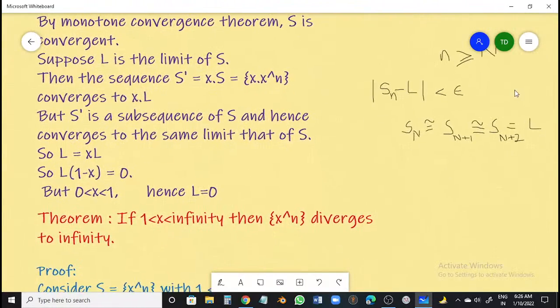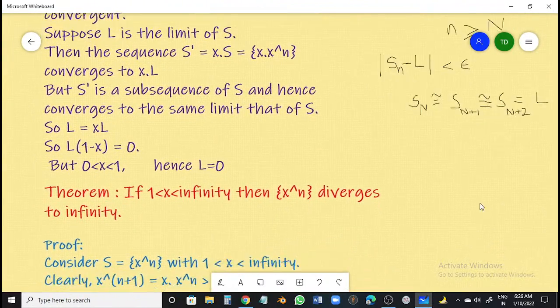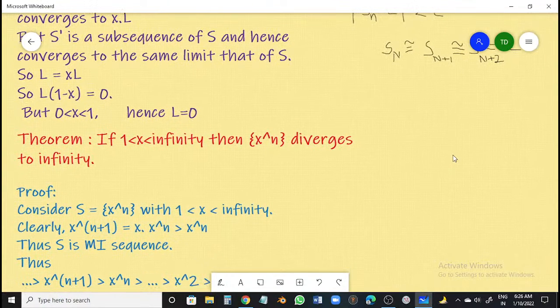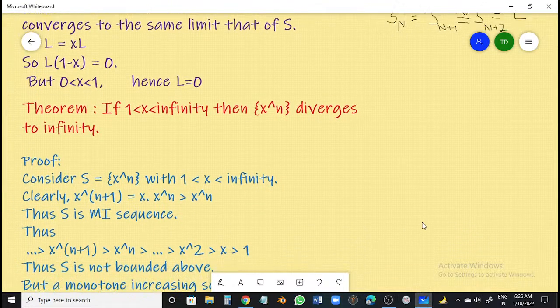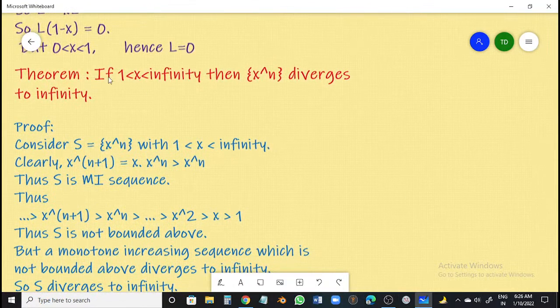Now going to the next theorem. If x happens to be greater than 1, then what happens? This we mean to say. So the next theorem says, if 1 less than x less than infinity, then the sequence of x raised to n, the powers of x, diverges to infinity. This we mean to prove.